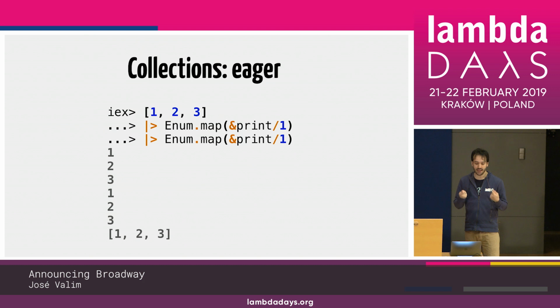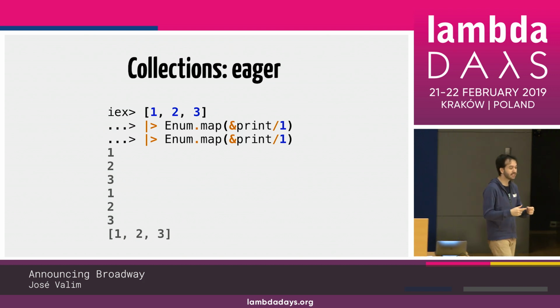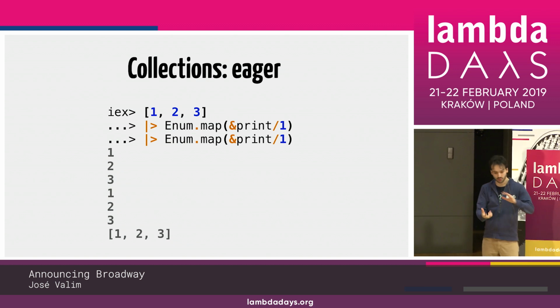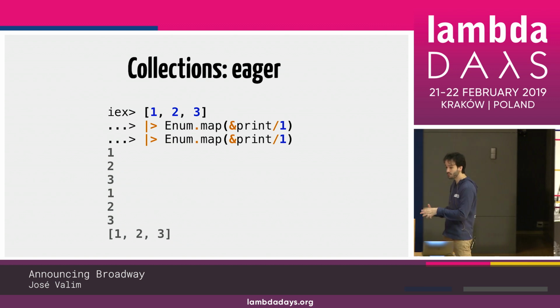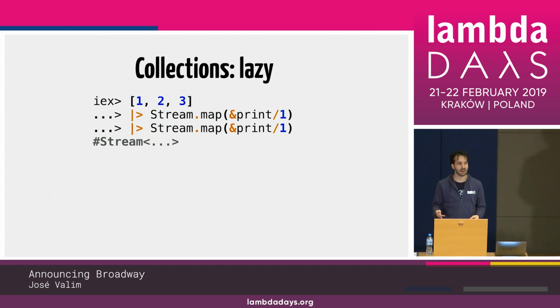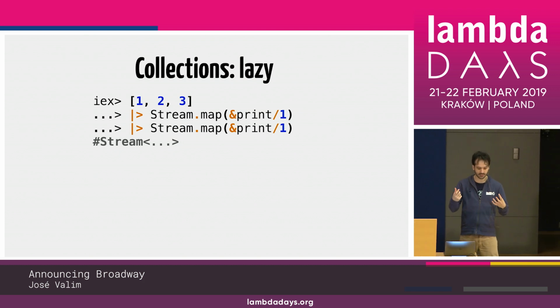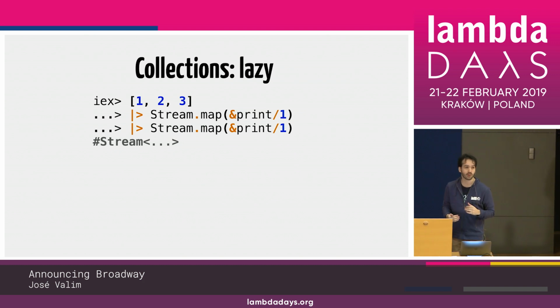Luckily, we can make everything lazy with one change. We just replace Enum with Stream. And when we do this change, you can see that the result already changes, right? We are no longer executing anything. We're just returning a stream. That's because the stream is lazy. When you call Stream.map, nothing happens. It just stores the computation. So you can think of a stream as a recipe of everything that you should do with a collection.